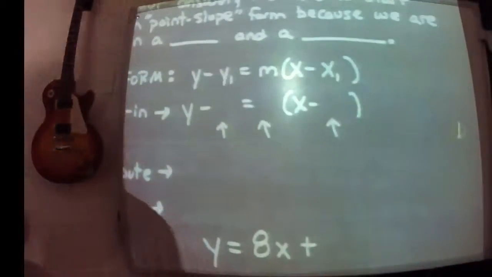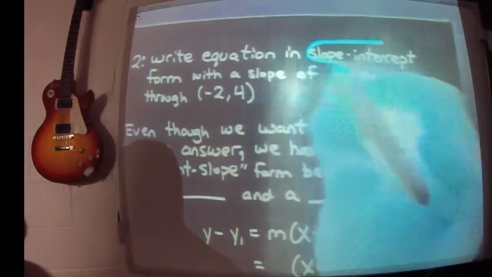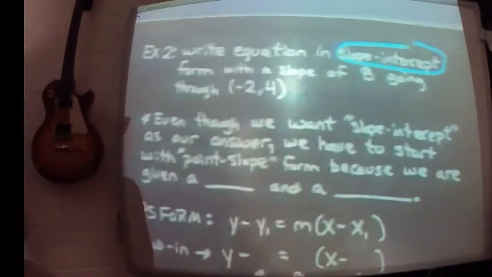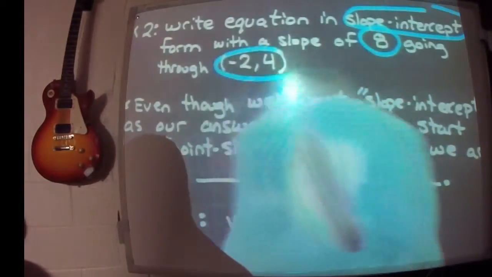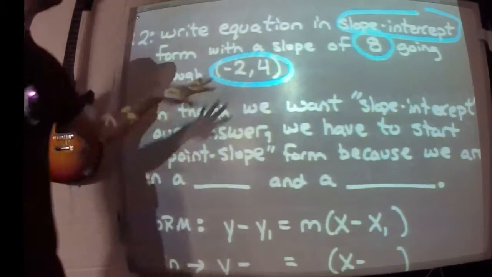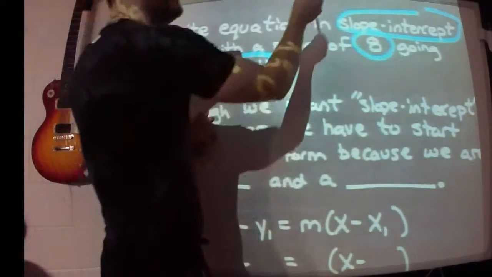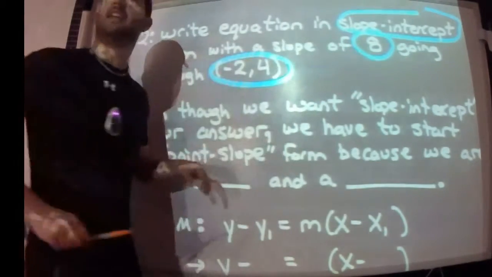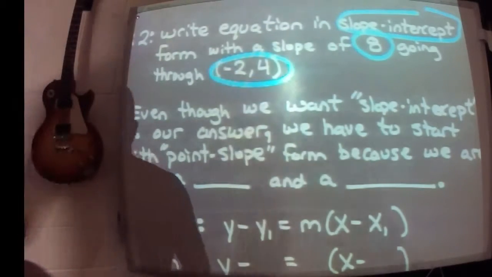All right, this next one actually will ask. It'll say write the equation in slope intercept form. Write the equation in slope intercept form when you have a slope of 8 and a point -2, 4. So your line's going to have a slope of 8 and it's going to go through the point -2, 4. But your final answer needs to be in y equals mx plus b. You can't start in y equals mx plus b, but you better end in y equals mx plus b.